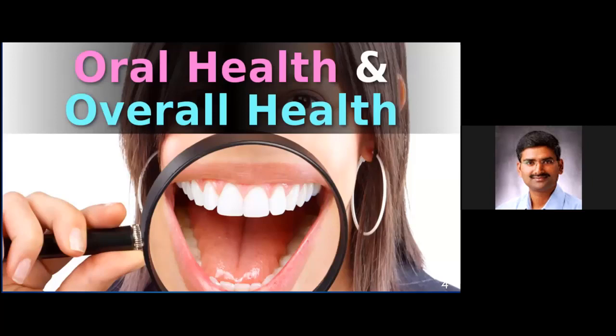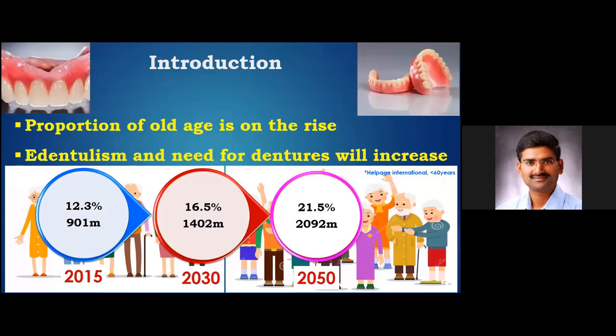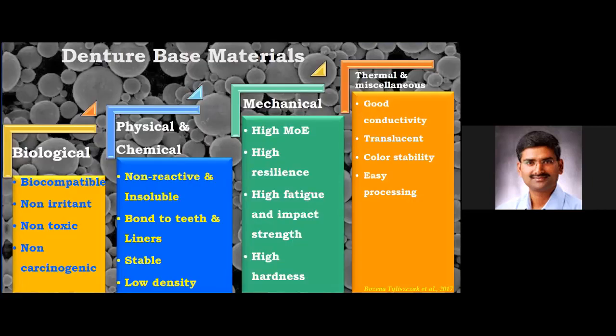The world population is on the rise, and so is the percentage of elderly population who require dentures. An ideal denture-based material that is used to fabricate these dentures should be a very good biocompatible material that should also satisfy very stringent requirements of dental applications, both in terms of mechanical, chemical, thermal, and aesthetic qualities.